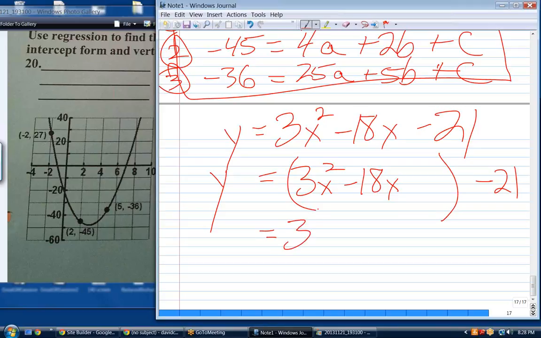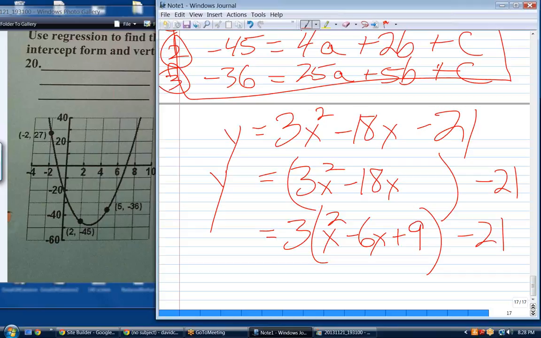Okay. Have not changed the problem at all. Now you have to add that third term. What is that third term going to be? Take half of this and square it. 9.